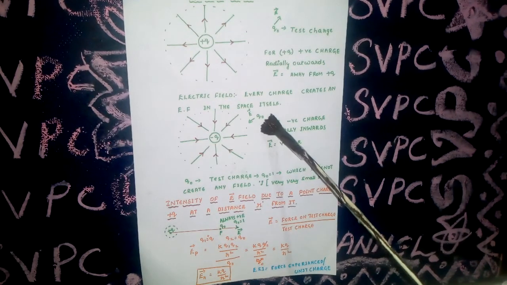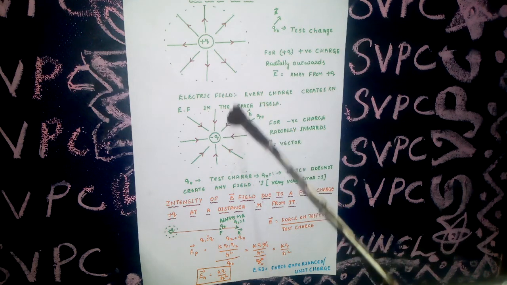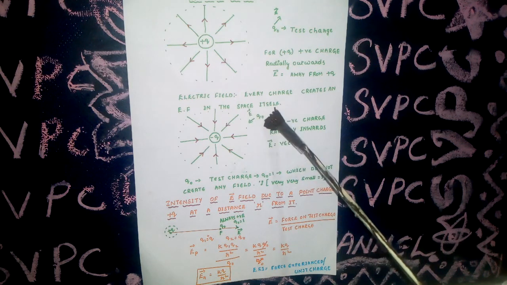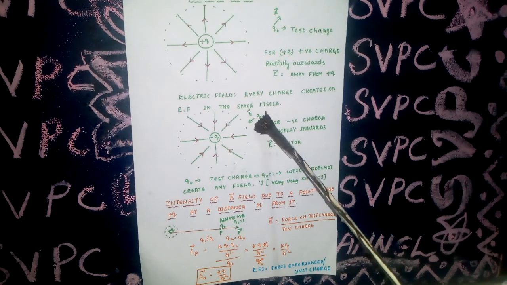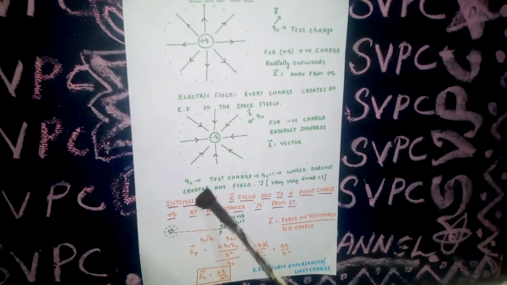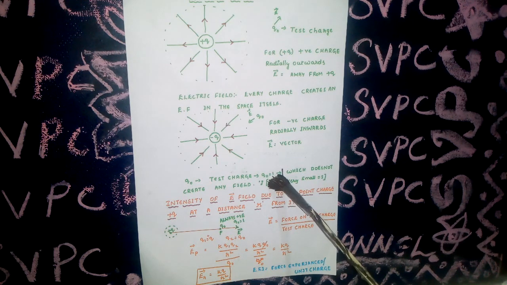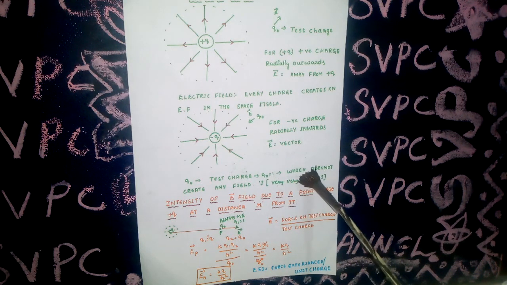Then what about this Q naught? Will Q naught create its own field or not? The answer is no. Why? Because Q naught is a test charge, and it is a positive charge. Q naught value we always consider plus 1, a very small number. It does not create its field because it is very small, equal to 1.